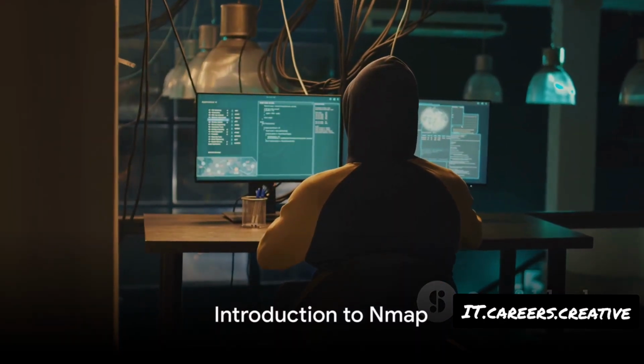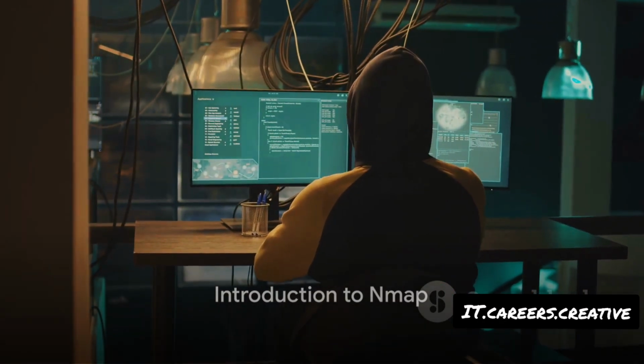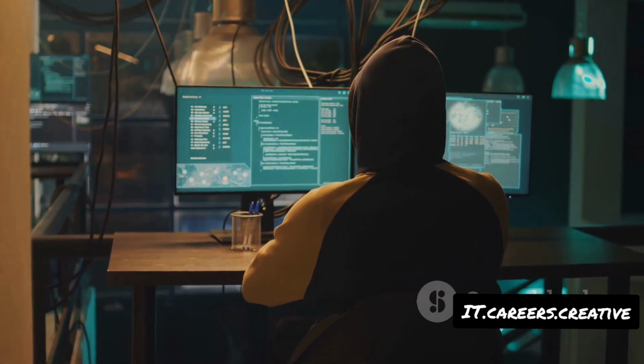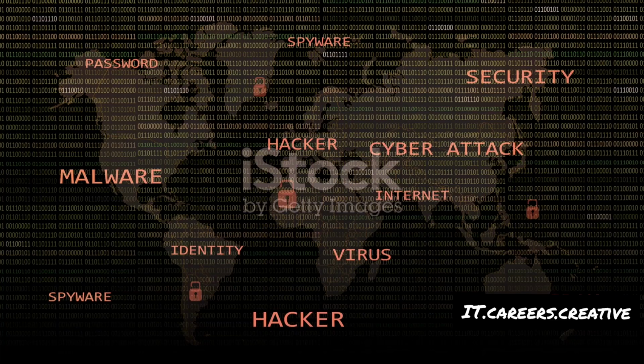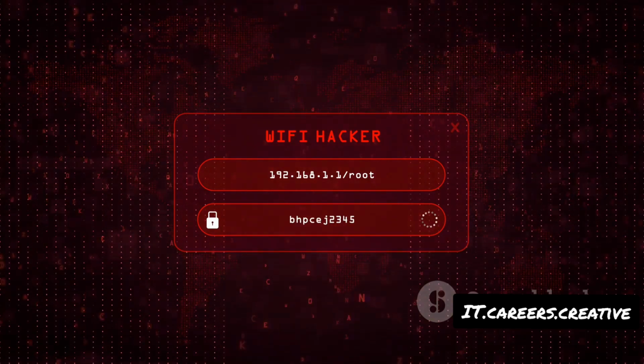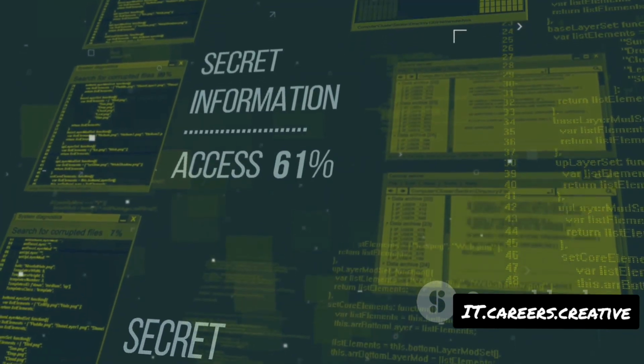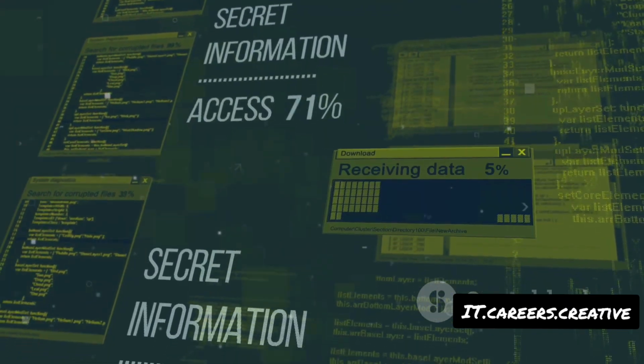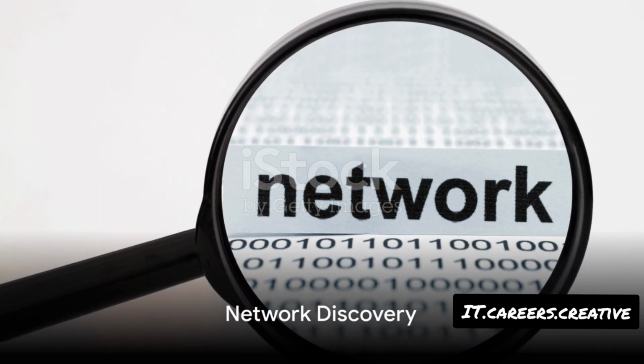Ever wondered how ethical hackers and network administrators manage to keep an eye on every nook and cranny of their networks? The secret lies in a powerful open-source tool known as Nmap, short for Network Mapper. This tool forms the cornerstone of network discovery and security auditing. So, what exactly does Nmap do?